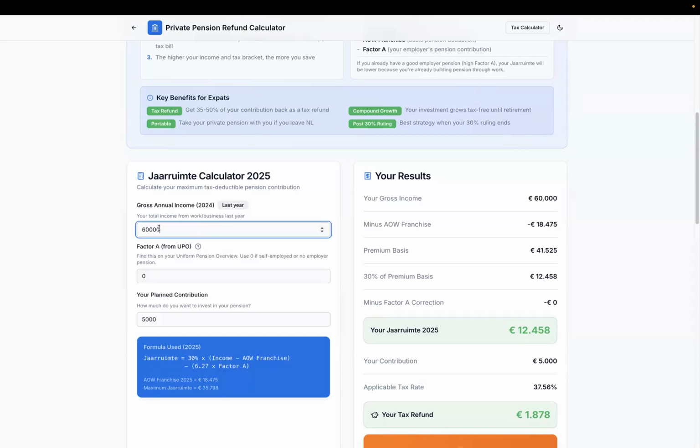So let's say I've got a gross income of about 90,000 euros. I put it here. I have to enter the factor A from UPO. So UPO stands for Uniform Pension Overview. It's there on your pension documents that you get from your employer. So just ask for it, or you could get into the pension fund website and get this information.